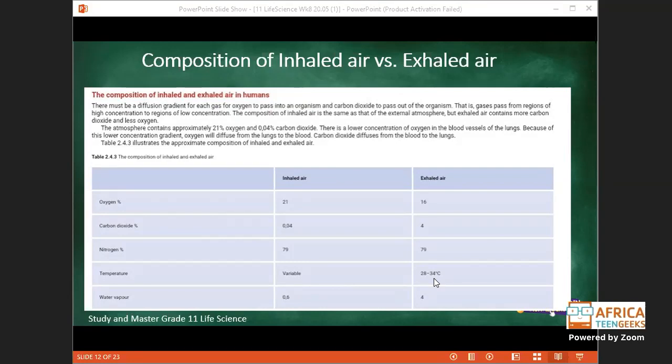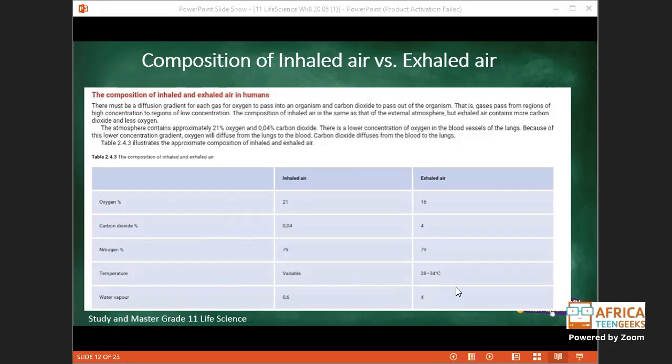So usually our exhaled air is hotter. Most of the time it's warmer than our inhaled air. And you guys can also feel it if you just put your hand in front of your mouth and you breathe out, you can feel that air is a bit warm, okay?